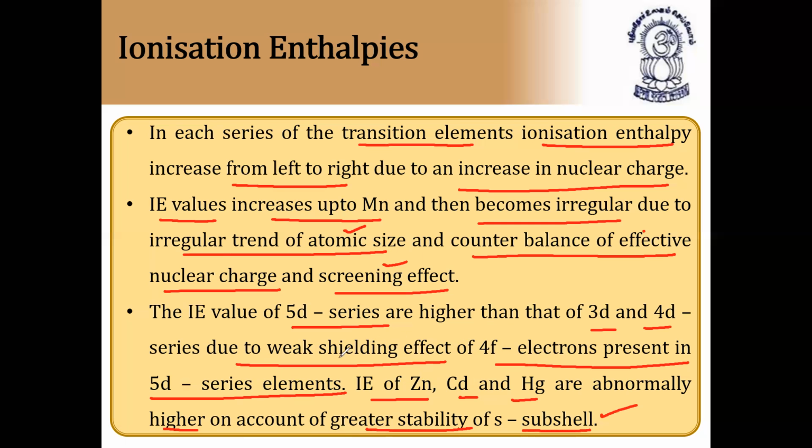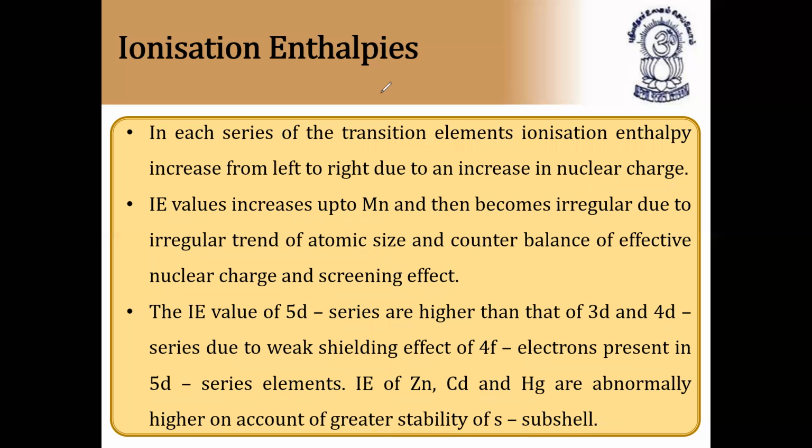Due to poor shielding effect of 4f electrons in the 5d series elements, the ionization enthalpy value is higher because the outer electrons come closer to the nucleus. As the valence electrons come closer to the nucleus due to effective nuclear charge, it is very difficult to remove that electron. So hence high ionization enthalpy is needed. I think it is clear. Next, continuation.